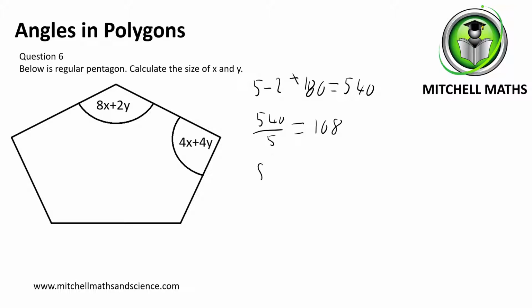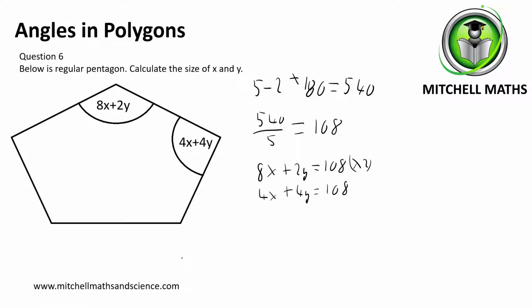Therefore, we know that 8x plus 2y is equal to 108. And we know that 4x plus 4y is equal to 108. So we've got two equations and two unknowns, which means we've got simultaneous equations. We need to multiply one or both of them to make either the x's or the y's the same. You could do either one here. I'm going to choose to multiply the top one by 2, but you could do it the other way around. That'd be absolutely fine also.